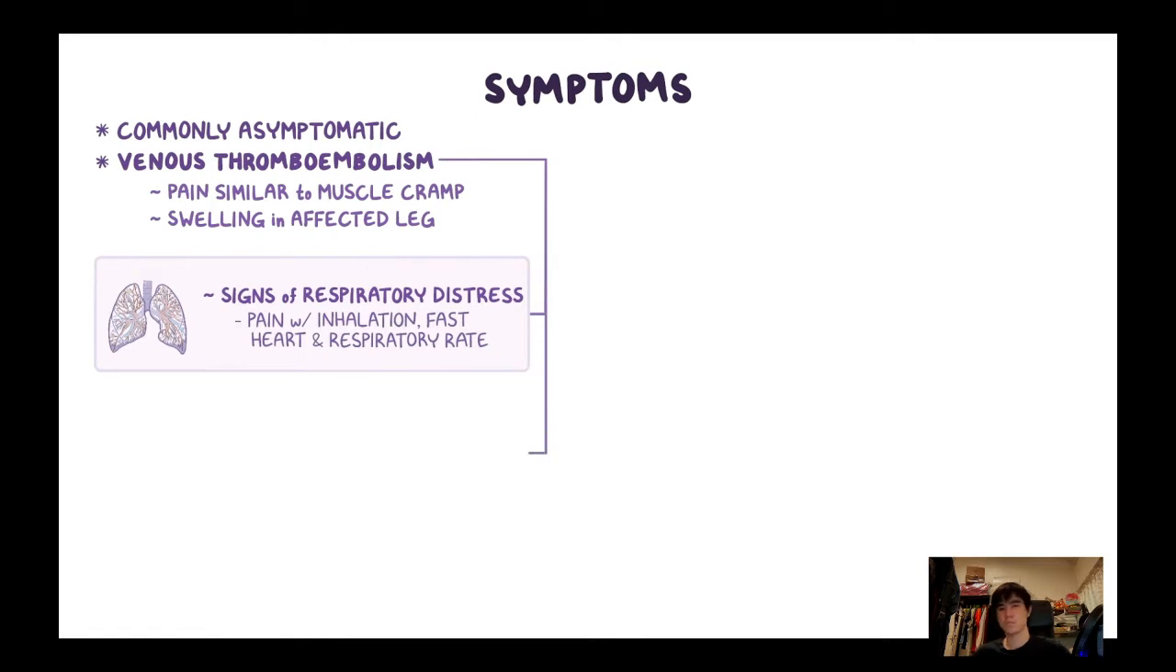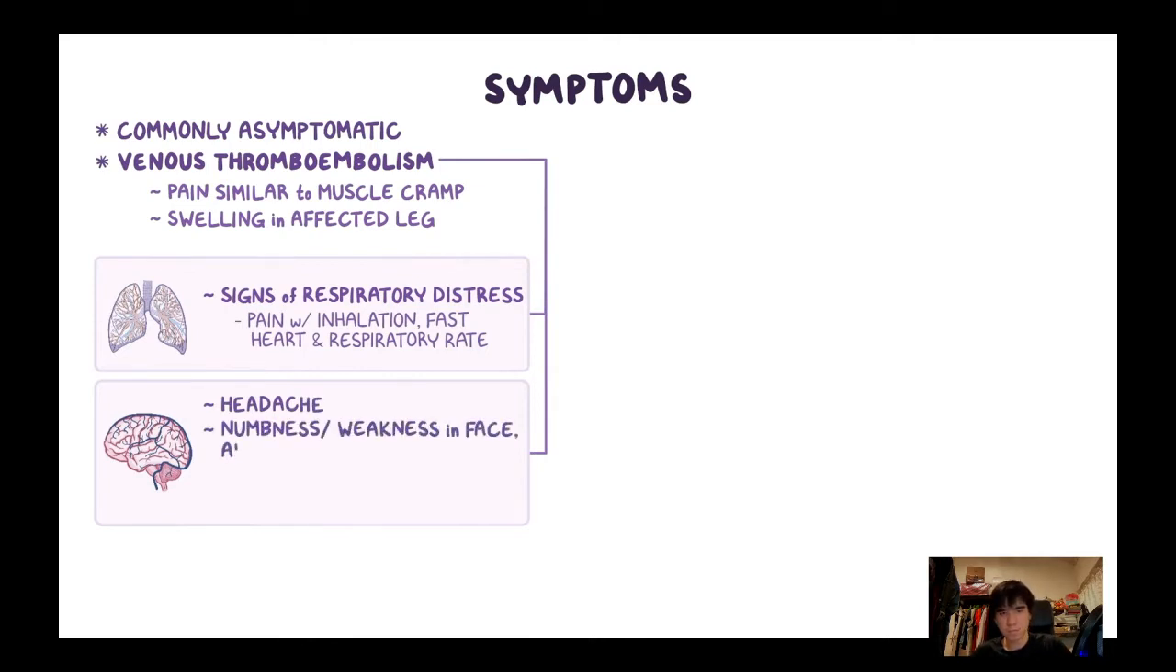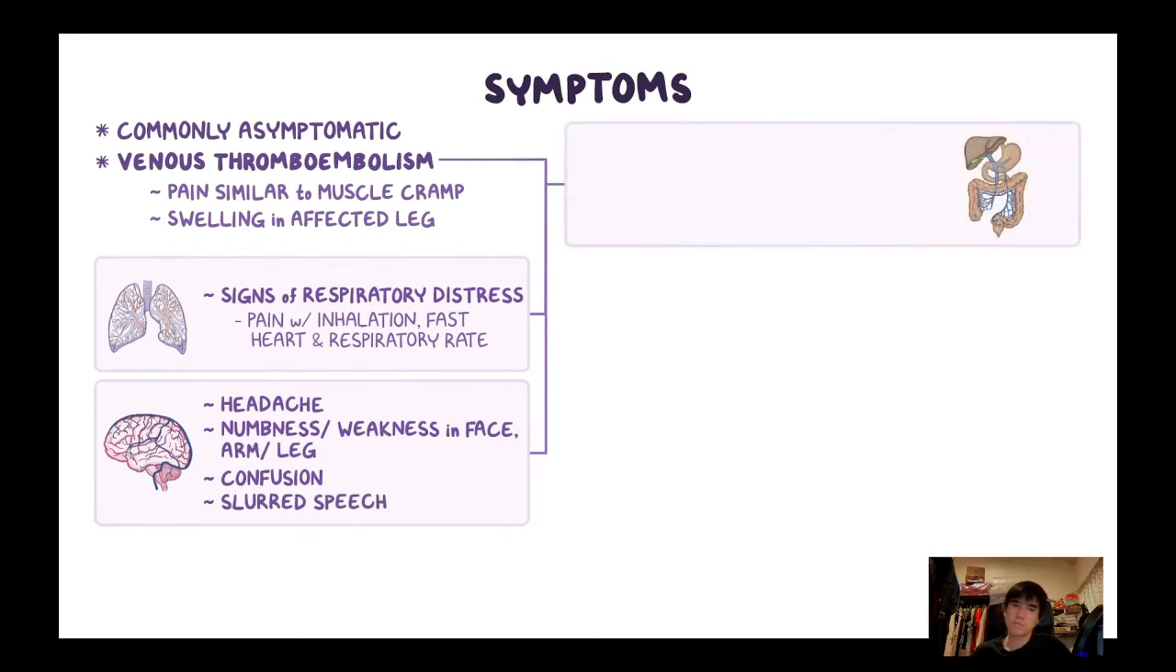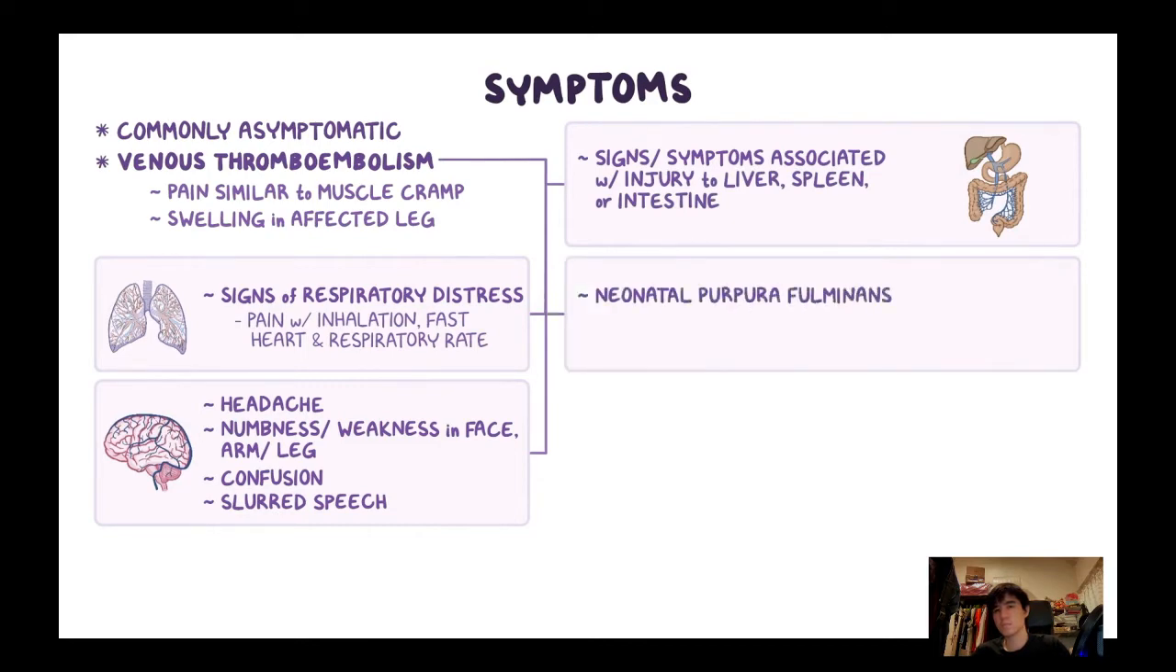If clots get lodged in the cerebral vessels, which usually occurs in a vein, it could cause headache, numbness or weakness in the face, arm, or leg, confusion, or slurred speech. Clots can also occur in veins in the abdomen, potentially causing signs or symptoms associated with injury to the liver, spleen, or intestine. A more serious presentation is neonatal purpura fulminans, which is when a newborn with protein C or S deficiency suffers massive arterial and venous thromboembolisms with hemorrhagic skin necrosis.